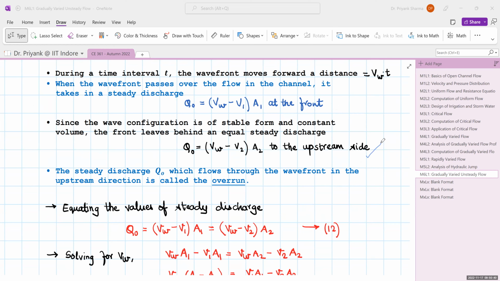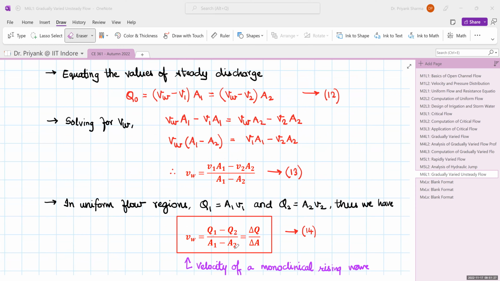Let us equate these two values. Q naught is (Vw minus V1) into A1, which is equal to (Vw minus V2) into A2, and on simplifying you get Vw equals (V1 A1 minus V2 A2) upon (A1 minus A2). Now V1 A1 is nothing but Q1 and this is Q2. So we can modify this equation as Vw equals (Q1 minus Q2) upon (A1 minus A2), and this equation gives you the velocity of a monoclinical rising wave, that is, the wave velocity.